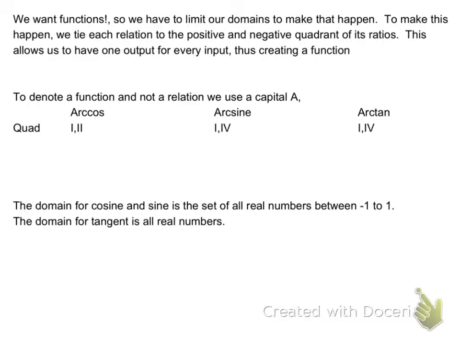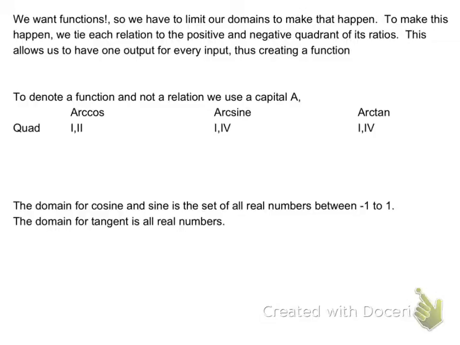Now, saying that there are infinitely many solutions, we don't want to deal with that. Right? I'd rather deal with one or two answers than infinitely many. So this is what we're going to do. We want functions, because functions are defined, right? One output for every input. It makes our decisions a lot easier. So to make this happen, we tie each relation to the one positive and one negative quadrants of its ratios.